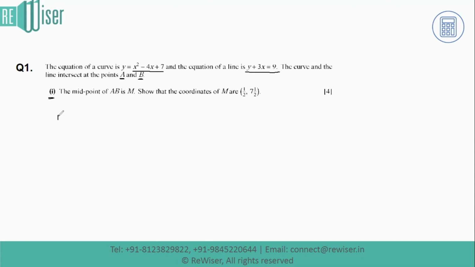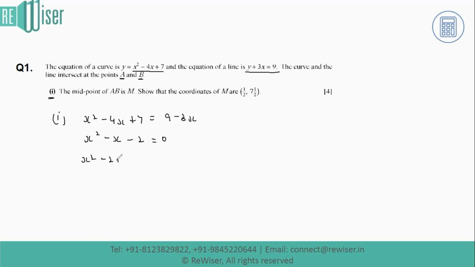Now, to answer the first part of the question, we first need to find the points of intersection A and B. So we'll equate the y values of both the equations. So x squared minus 4x plus 7 equals 9 minus 3x. So that's the y value from this equation. So that means we can write x squared minus x minus 2 equals 0. So that's the quadratic equation that we got. So we'll solve it out.